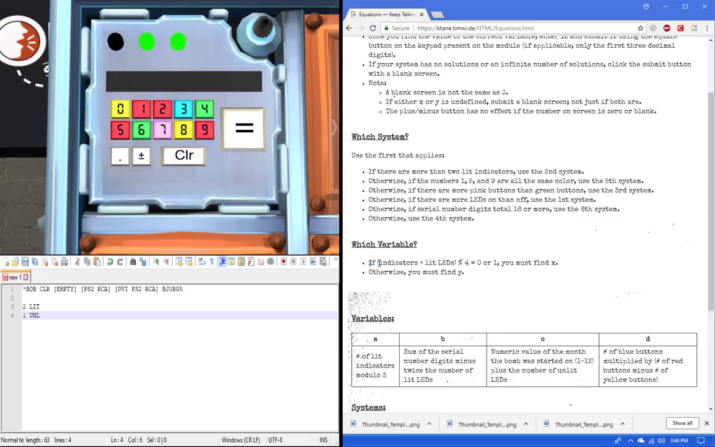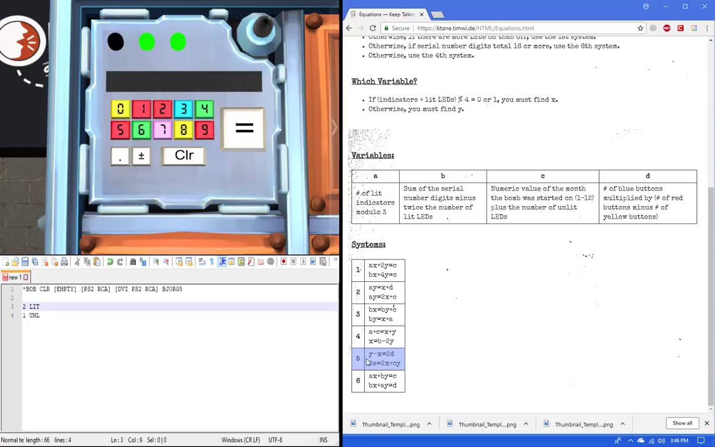Now he's going to give us our indicators. So we have 2 lit LEDs plus 2 indicators is 4. Module 3 is going to give us 1 because 4 divided by 3 is going to equal 1. The remainder of that is 1. So that's going to equal 1. So we got to find x because it's 0, 1. So we got to find x in our 5th system here.